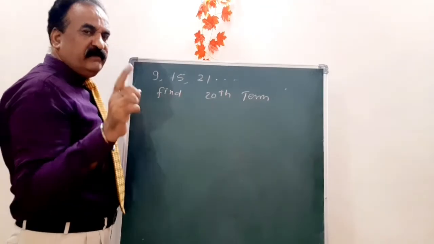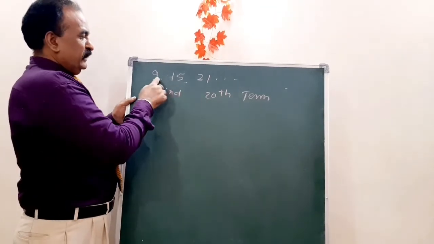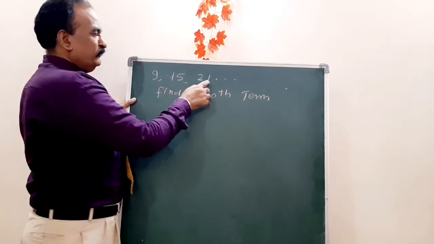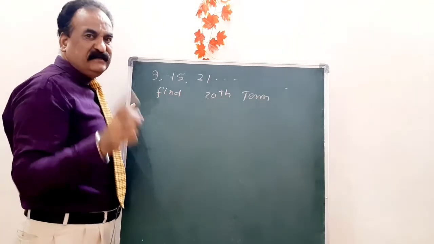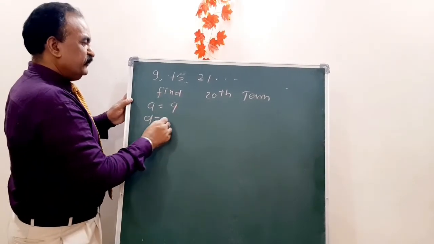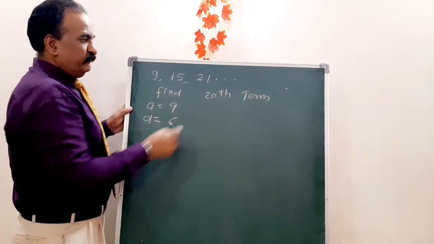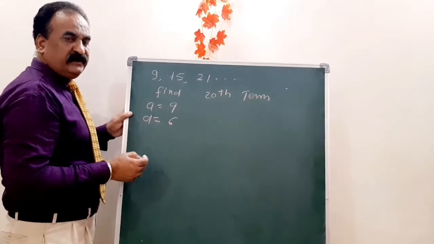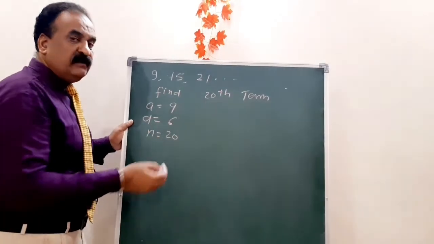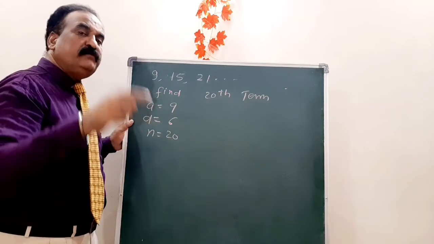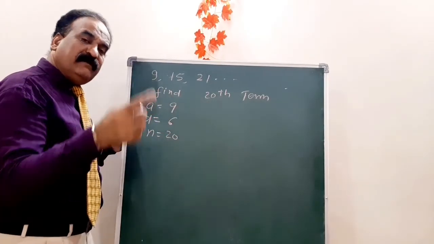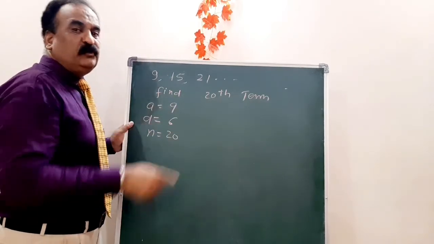Just find whether it is an AP. Yes: 9, 15, 21. 15 minus 9 is 6, 21 minus 15 is 6. Yes, it is an AP. It means a is equal to 9 and d is equal to 6. Which term do you have to find? The 20th, so n is equal to 20. It means you have to find the term which will come at the 20th position.